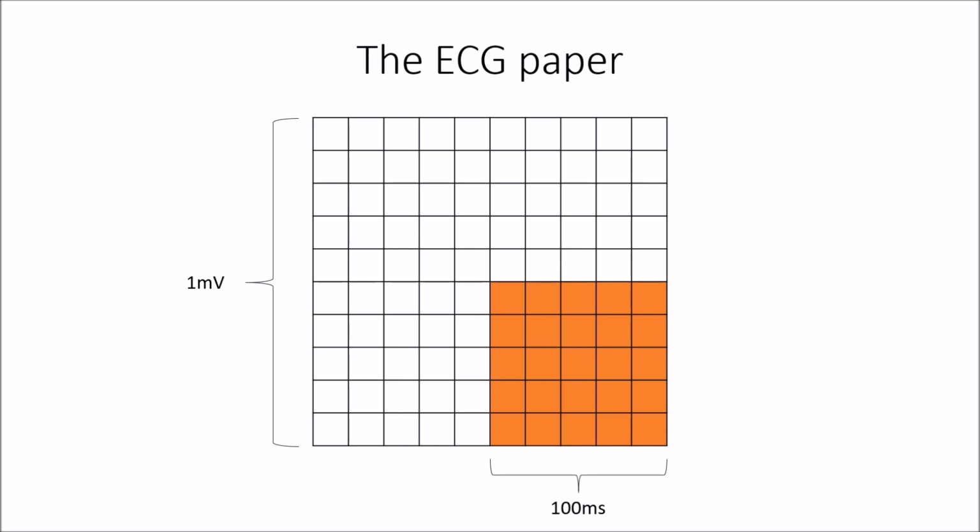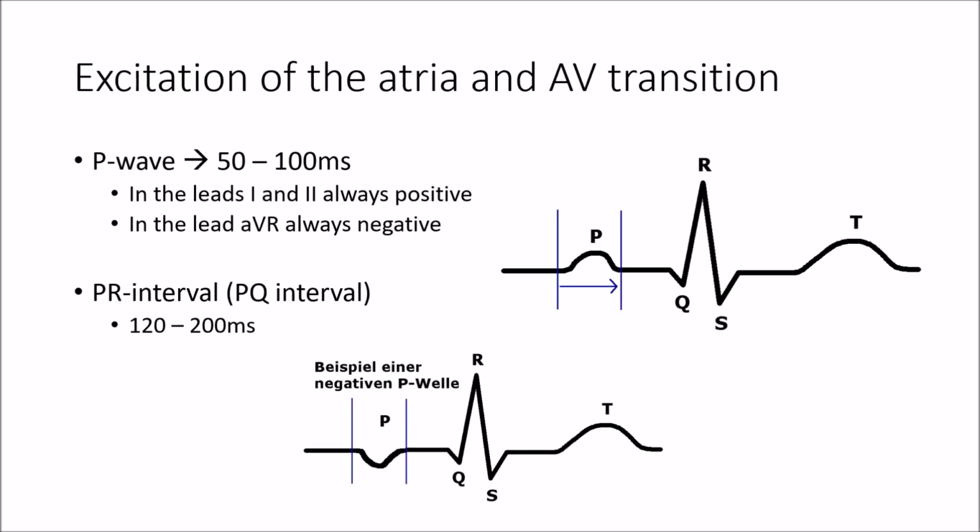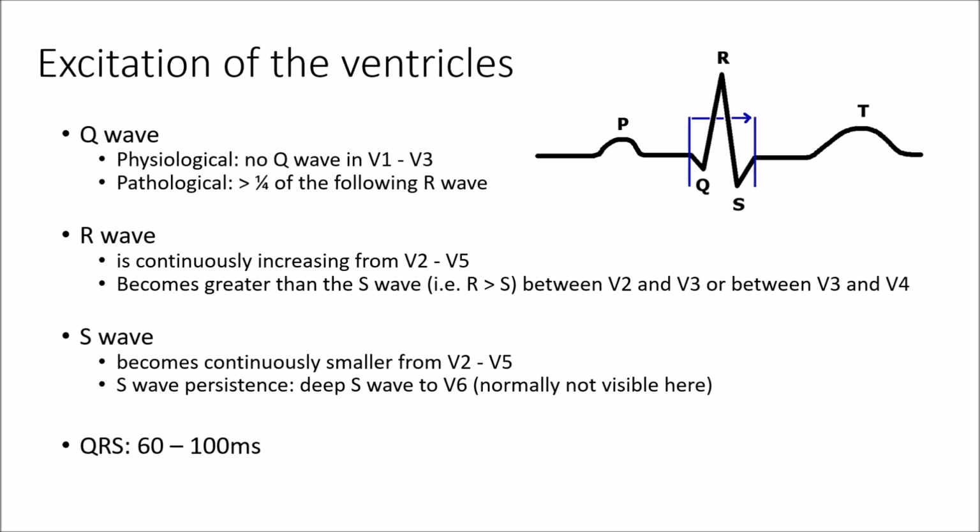The just mentioned P wave thus symbolizes the atrial excitation. In healthy people this P wave is always positive in leads 1 and 2 and always negative in lead AVR. The time in which the electrical signal is transported via the atria to the ventricles is the PR interval. This is usually less than 200 milliseconds. The electrical excitation of the ventricles is characterized by the QRS complex.